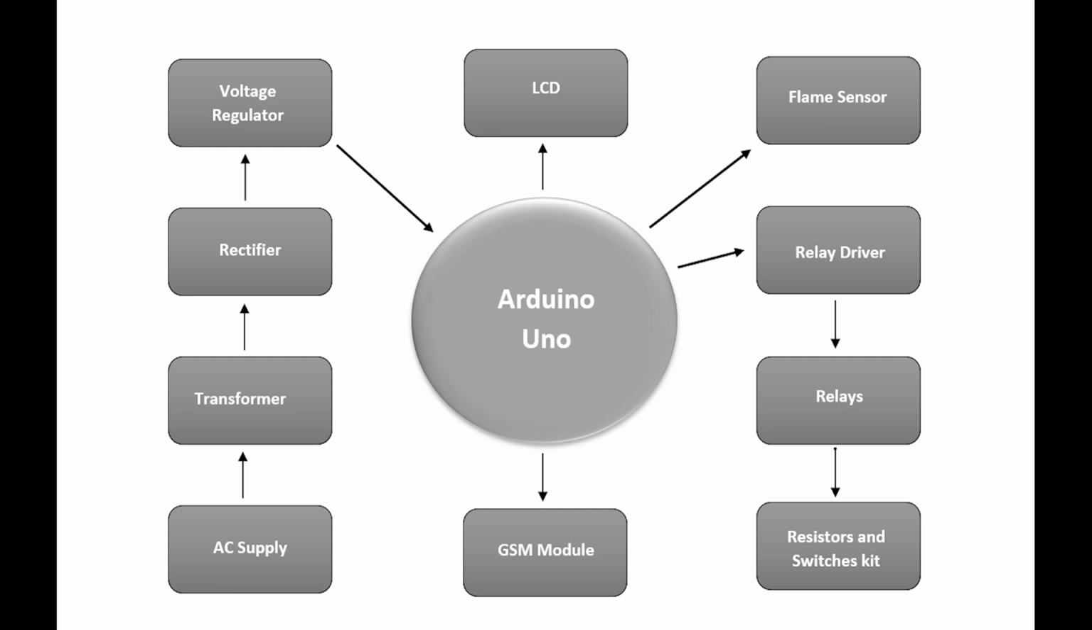Now let's consider the block diagram. A 230 volt AC supply is applied to the transformer, from where it is stepped down to 12 volt AC, and the alternating current gets converted into direct current when it passes through a bridge wave rectifier. The 12 volt DC then goes to the voltage regulator, where it gets converted from 12 volt DC to 5 volt DC. This 5 volt DC is used to supply power to the Arduino that is given from the voltage regulator. Then other components are also powered by the Arduino.